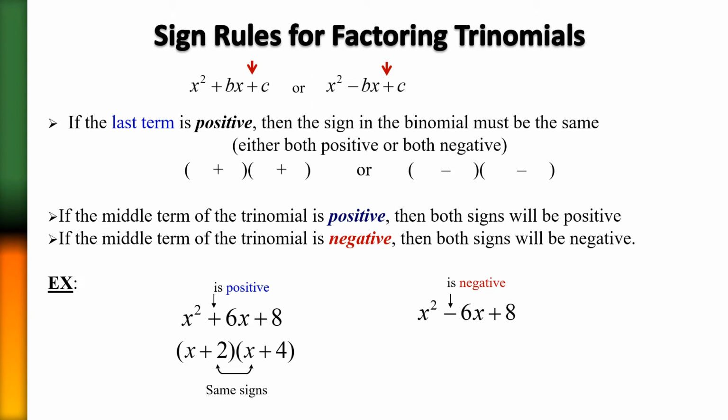In another scenario, this trinomial, it has similar numbers, but this time the middle term is a negative. But again, anytime the back end is a positive, the signs are going to be the same. What kind of sign? The middle term tells you it's going to be two negatives. This particular one factors into x minus 2 times x minus 4.